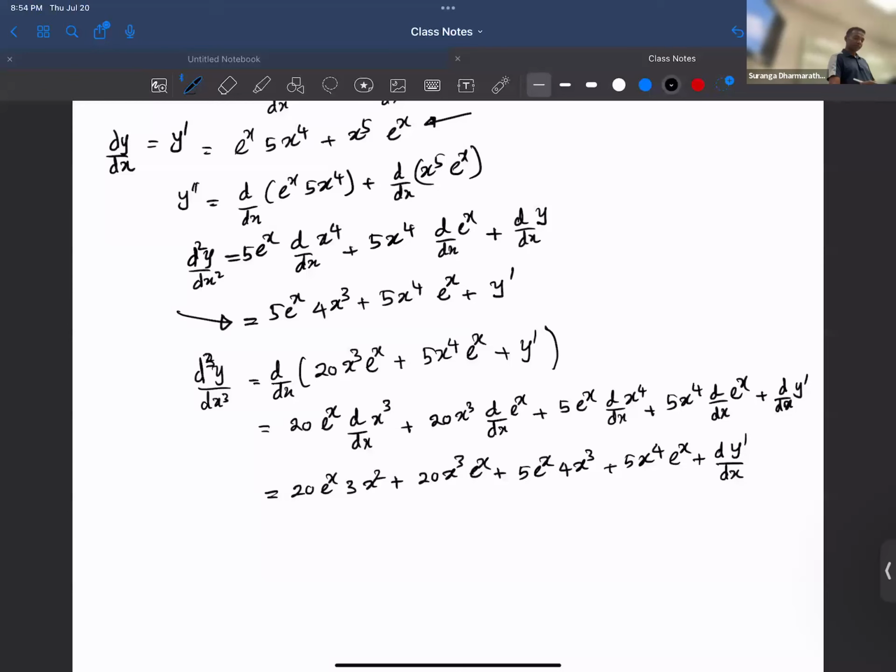Probably you can find this. What is this term? That's also y double prime, right? So y double prime minus y prime, actually. So this is d squared y over dx squared minus y prime. And this is d squared y over dx squared plus the rest.